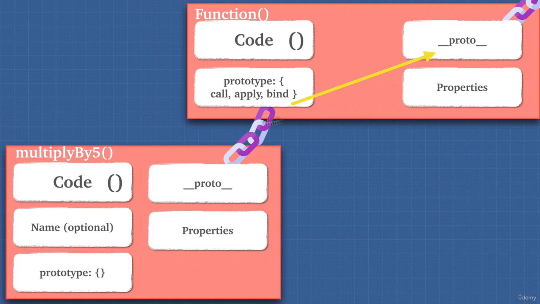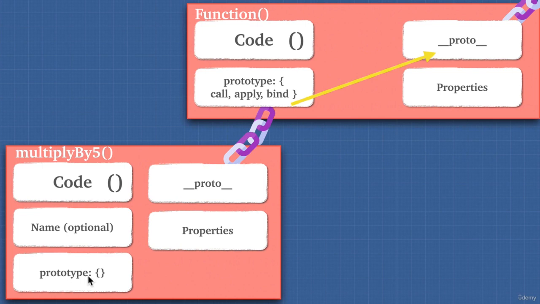If we go back to our multiplyBy5 example, we ask ourselves, is multiplyBy5 a function? Well, yes, it is. Then it's a special type of object. It has an invocable piece of code. It has an optional name property. It can have its own properties. And we can use proto to link up to the prototype. But multiplyBy5 itself, because I just said it in that statement, every function has a prototype property.